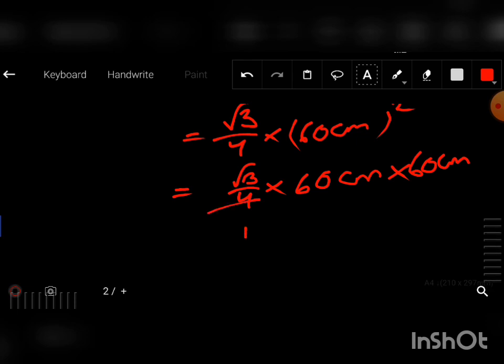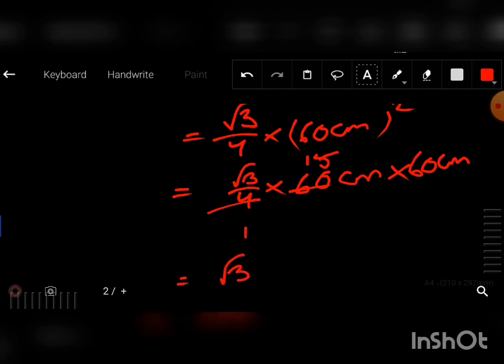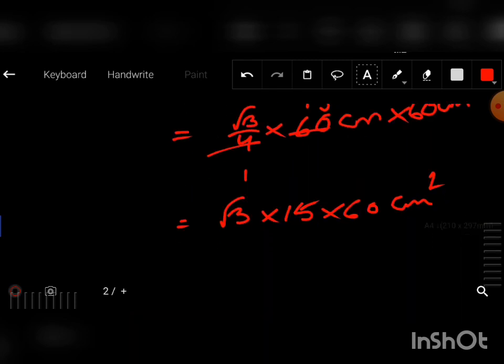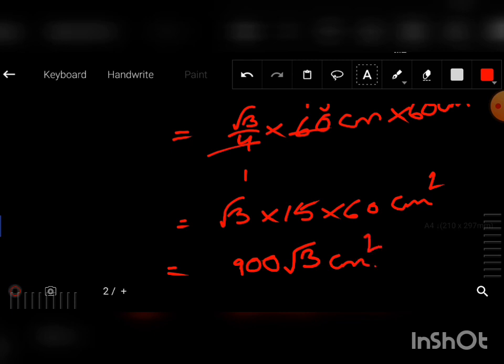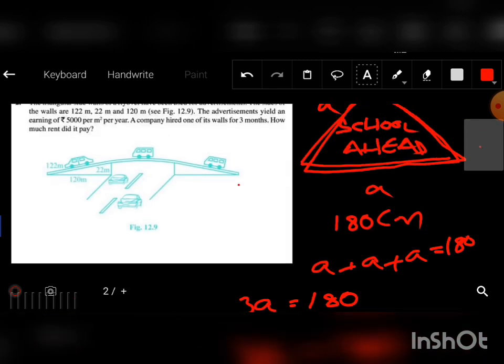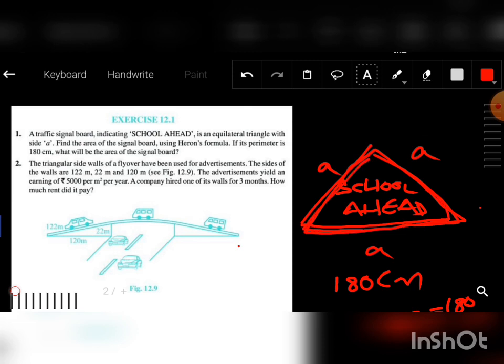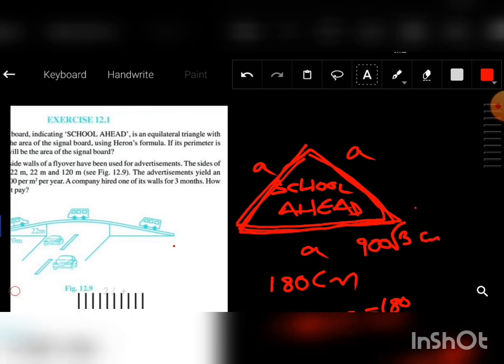So for 1s are, 4 15s are. So root 3 into 15 into 60 centimeter square. So 15 16s are 900 root 3 centimeter square. This is the area of the signboard. We got this area as 900 root 3 centimeter square. This is our first problem.